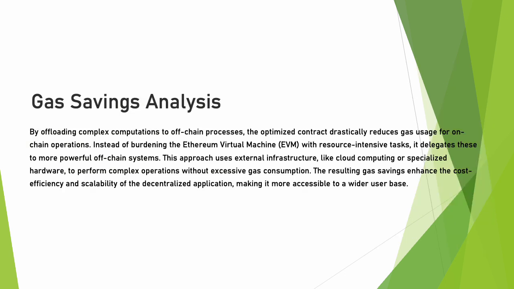On the screen, we have the gas savings analysis of the fourth case study. By offloading complex computation to off-chain processes, the optimized contract drastically reduces gas usage for on-chain operations. Instead of burdening the EVM with resource-intensive tasks, it delegates these to more powerful off-chain systems. This results in gas savings, which enhances the cost efficiency and scalability of the decentralized application, making it more accessible to a wide user base. This approach uses external infrastructure like cloud computing or specialized hardware to perform complex operations without excessive gas consumption.